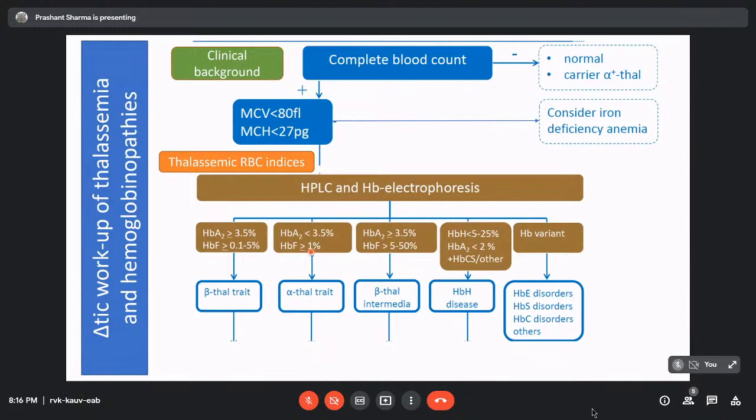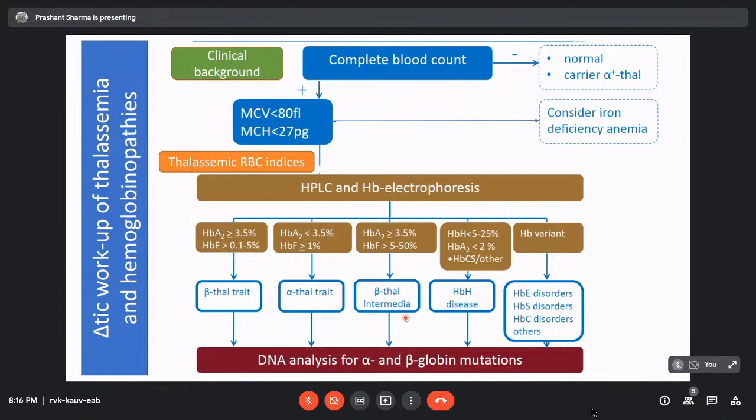If you have an A2 which is elevated but also an F which is between 5-50%, then of course you need to correlate it clinically. You're looking at a beta thal intermedia or an NTDT. And HPH I'll skip, and the variants I'll skip. Occasionally, most cases will get clarified, but if you're still not clear, we'll need to go in for DNA analysis.